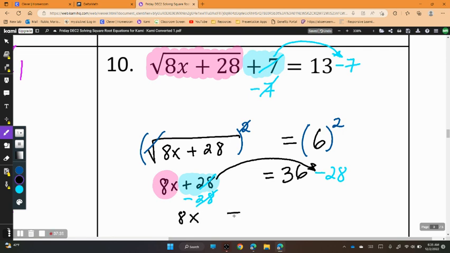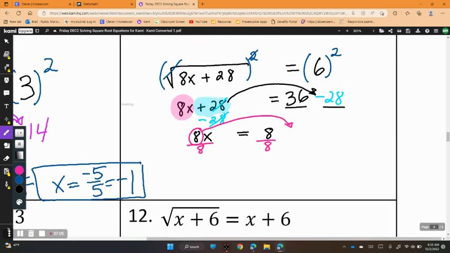What's left is 8x. Bring down my equal sign. 36 minus 28 is going to be 8. Does that make sense? 36 minus 28, it's 8. Now I can get this 8 to the other side by dividing both sides by 8. These will cancel each other out, and I will have x equals 1.